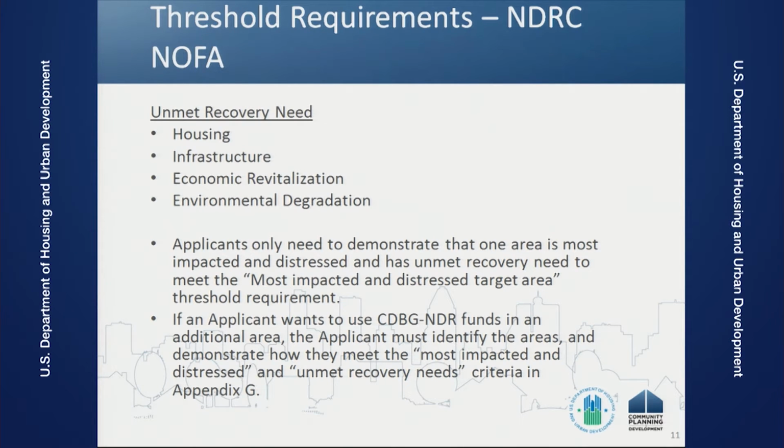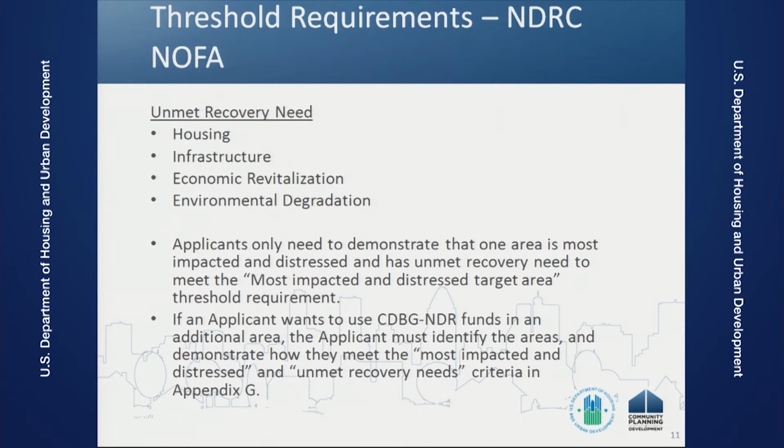At a minimum, applicants will need to demonstrate at least one category of unmet need in the area identified as most impacted and distressed. There are four different categories of unmet need: housing, which refers to remaining housing repair needs; infrastructure, which refers to damage to permanent public infrastructure that has not and cannot be repaired with existing resources; economic revitalization, which refers to continuing unmet business needs; and environmental degradation, which refers to environmental damage that has not and cannot be addressed with existing resources.